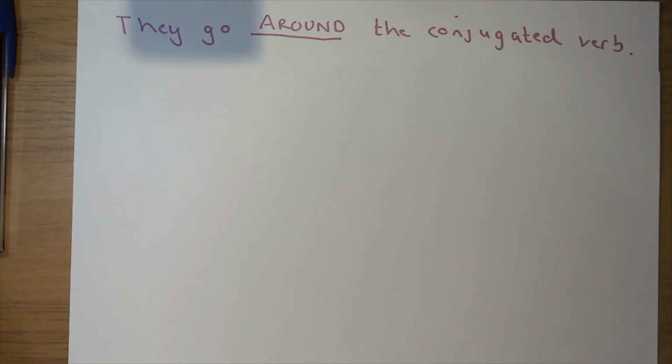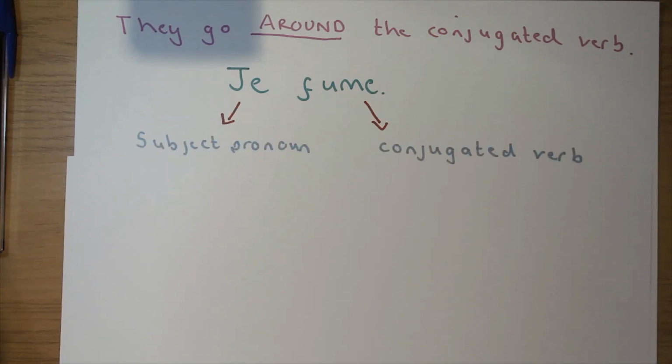So if you take a simple sentence here, such as je fume, I need to be able to grammatically spot which 2 parts they are. So you've got je, which is the subject pronoun, and then fume, which is the conjugated verb in this sentence here, as you can see there. So the sentence je fume means I smoke.